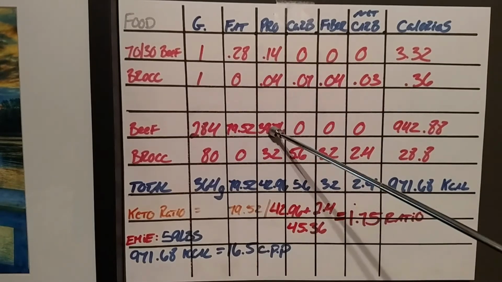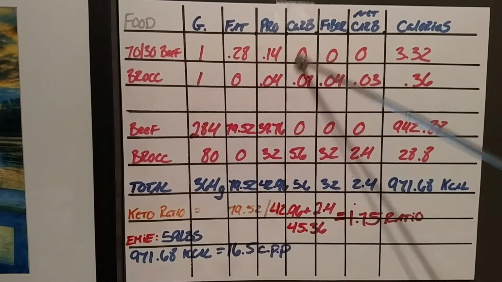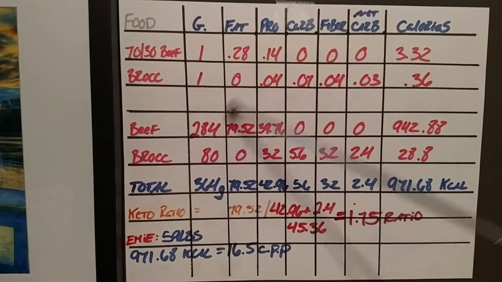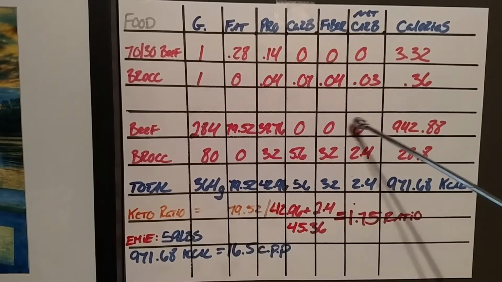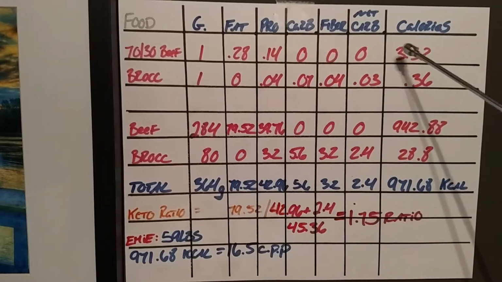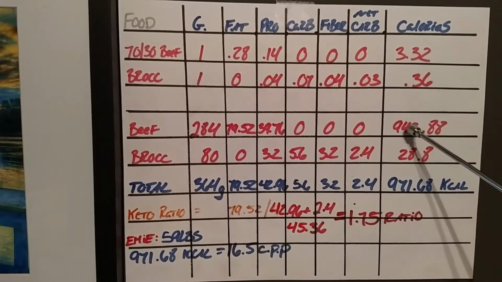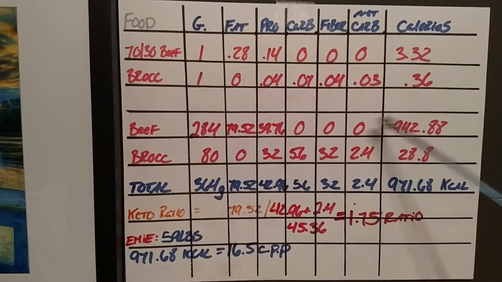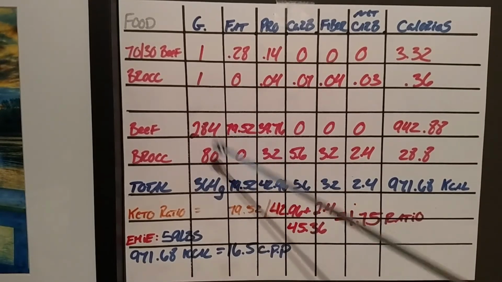284 times the protein, 284 times the carb, times fiber, or I'm sorry, the net carb is going to come from there, so 0 minus 0 is 0. 284 times 3.32 calories, 942.88. Moving on down to the broccoli.